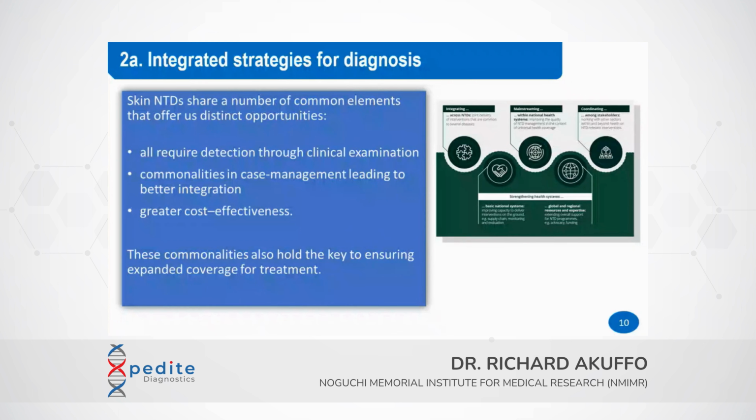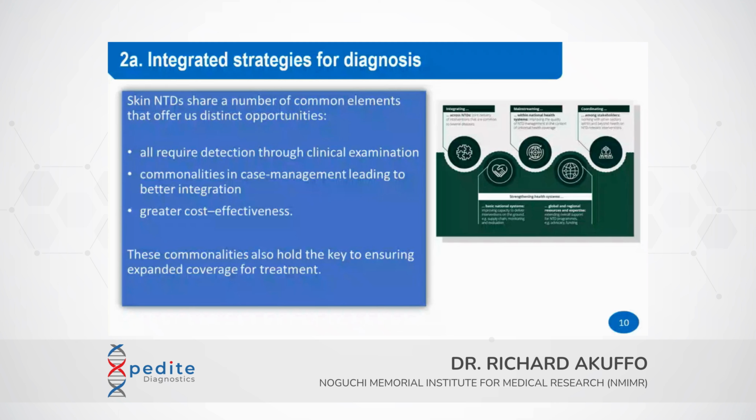And this integration across NTDs can also be put together with mainstreaming, which involves ensuring the national health systems align to ensure that this integration happens, and also involving the different stakeholders in the diagnosis pathway. That is something that is being done in Ghana. Of course, there is always room for improvement.